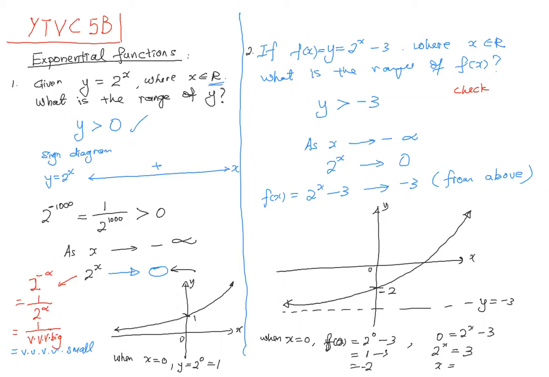Class, listen here. 2 to the power of 6 is 2 times 2 times 2 times 2 times 2 times 2. 1, 2, 3, 4, 5, 6. So 2, 4, 8, 16, 32, 64. That is not equal to 3. So how can x be 6? Definitely, I know it's wrong.